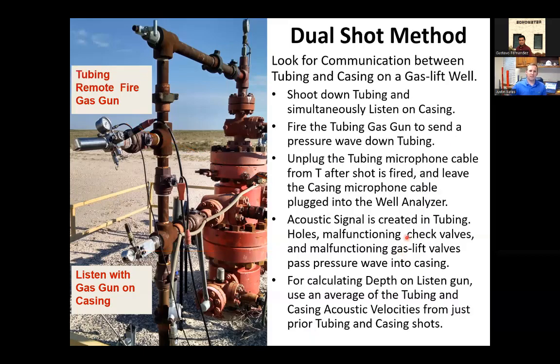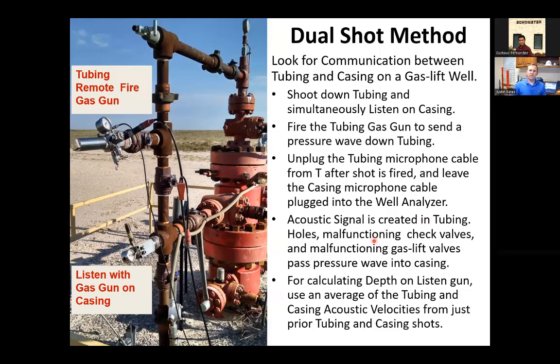So let me back up one step. In step two, it says we're going to unplug the tubing microphone from the T after the shot is fired. So we have both cables tied into the T. We're going to go to our liquid level module, just like we always would, to fire the shot. We're going to fire the shot, and then we're going to unplug the fire gun. So only the listening gun is there. The listening gun is the only one that is picking up the acoustic reflection from the fired shot. So after we unplug that, all we're listening to is the listening gun.